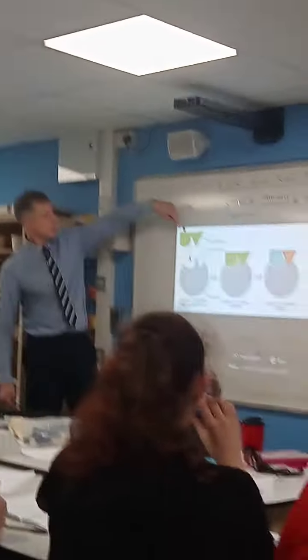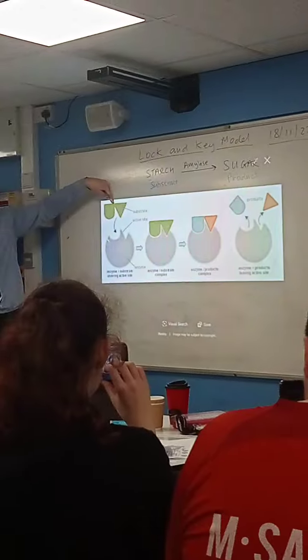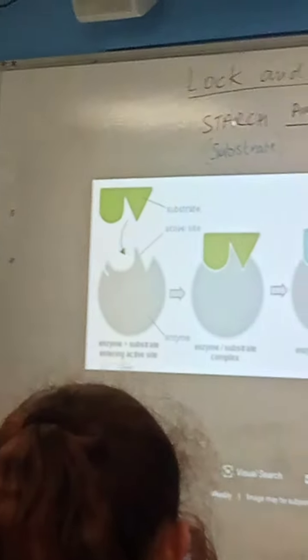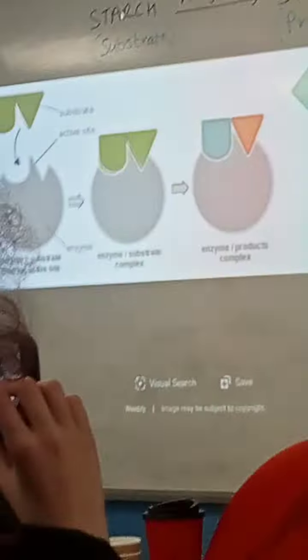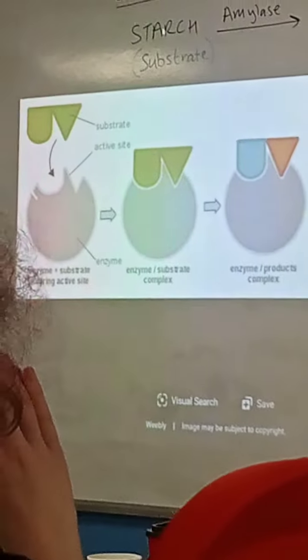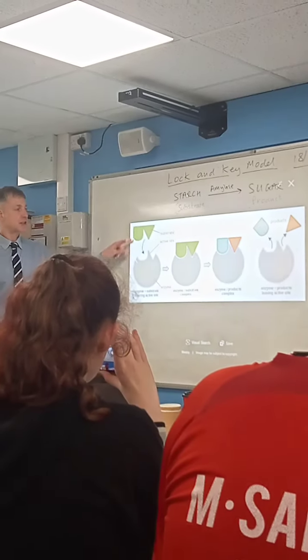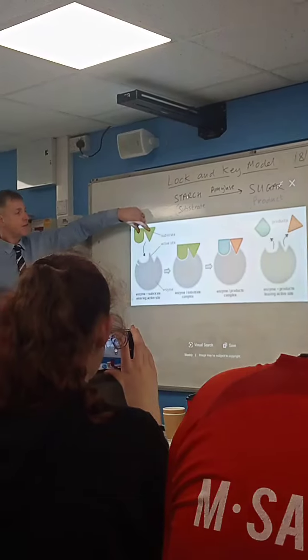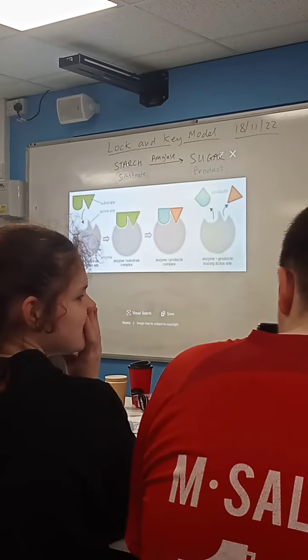And you'll notice that the substrate, in this case starch, fits into the active site. We don't say they've got the same shape, because they haven't. What they've got is complementary shapes. They've got shapes that fit together. So the starch fits into the active site of the amylase enzyme.